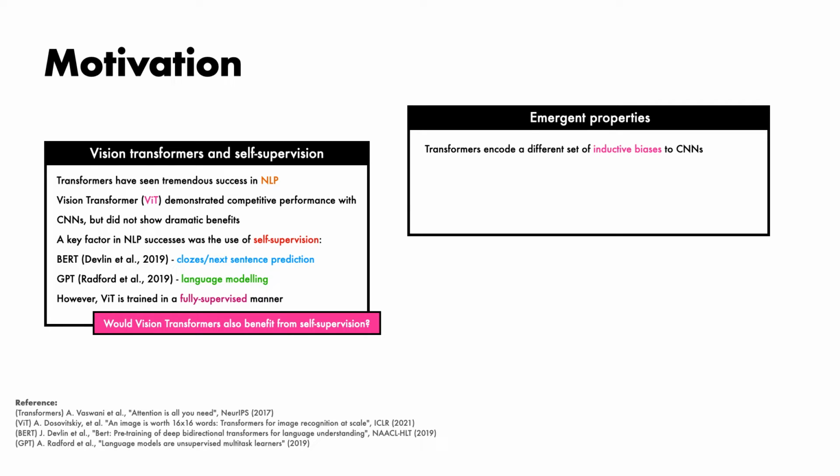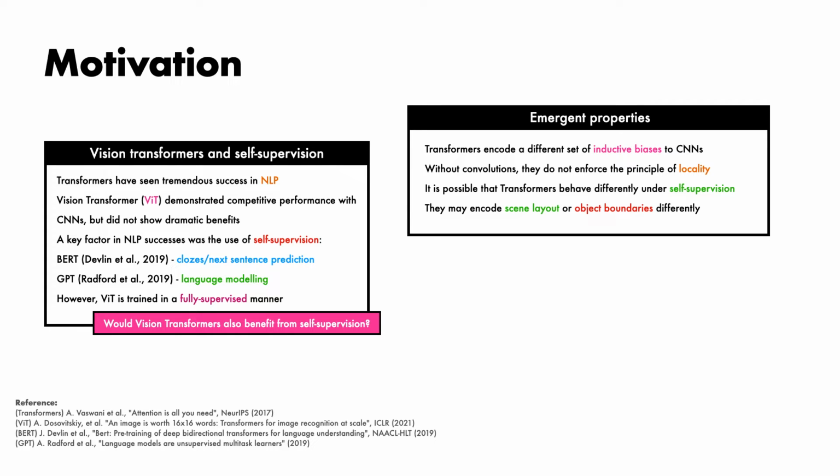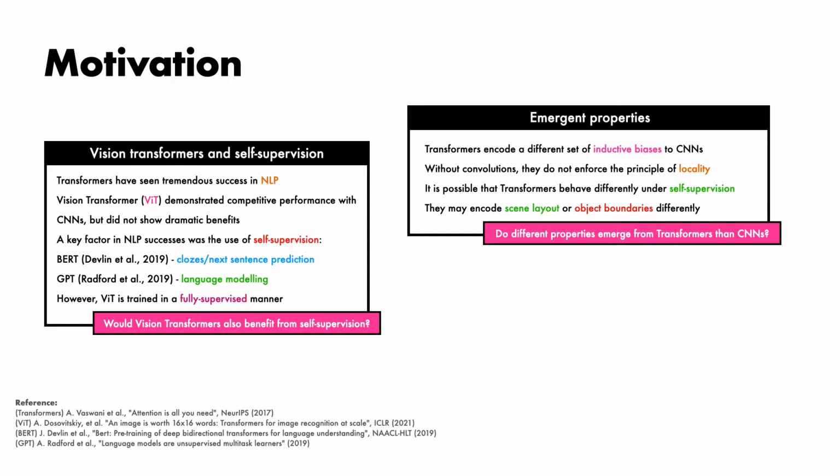A second observation is that transformer architectures encode a different set of inductive biases to CNNs. As one example, without convolutions, they do not enforce the principle of locality, in which computational operators only consider a local neighborhood of inputs. As a result, it is possible that transformers behave quite differently under self-supervision. For example, thanks to these different inductive biases, they may represent concepts like scene layout or object boundaries in a different way, raising the broader question of whether different properties emerge from transformers than CNNs under self-supervision.